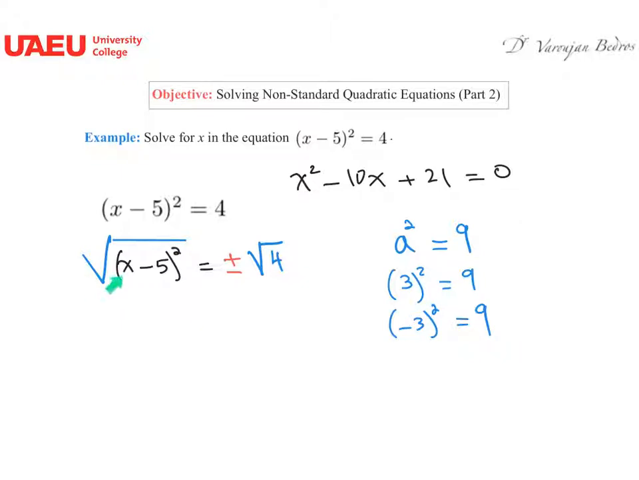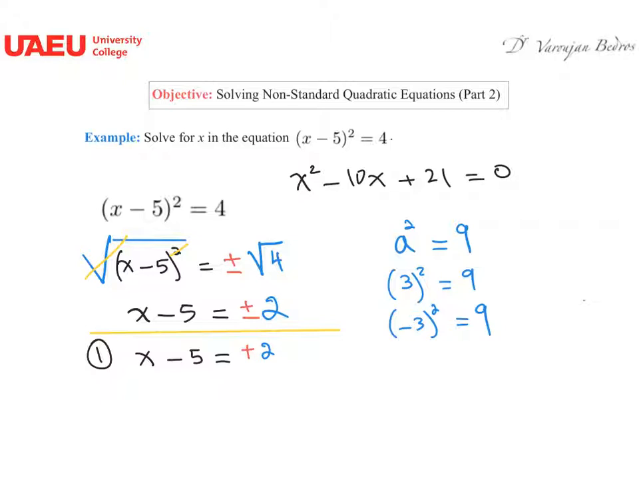Let's come back to our problem here, where we have to simplify the equation. But remember, a square root is the inverse operation of a square, which means they cancel each other. So now we have x minus 5 equals plus or minus 2. So this means we have two simple linear equations to solve.